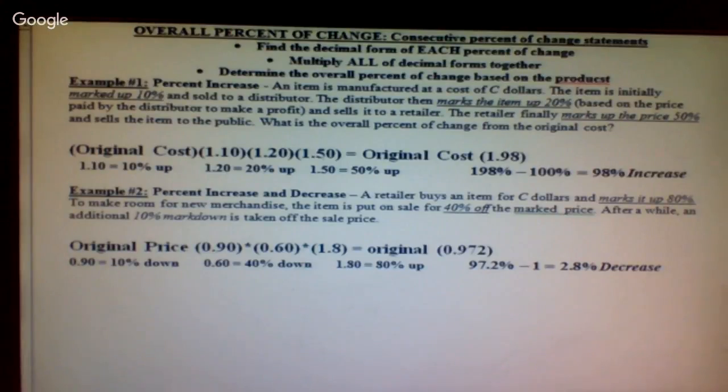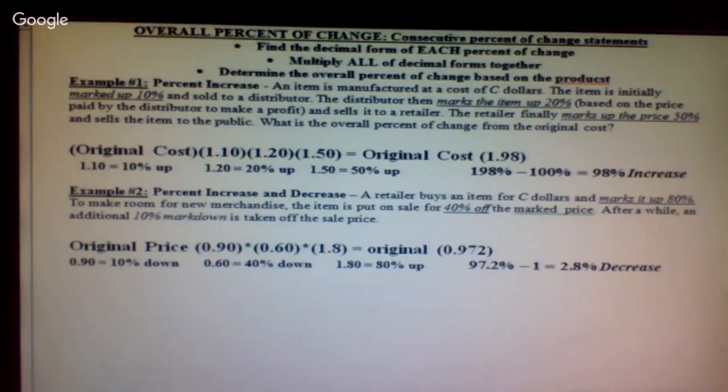Okay? Same thing with example 2. They mark it down by 10%. Okay? Down by 40%, and then up by 80. Okay? Multiply them all together. Technically, you only got a 2.8% decrease because of that 80% increase at the end. So while you think you're getting a deal, when they marked it down and down, they screwed you at the end when they marked it back up.